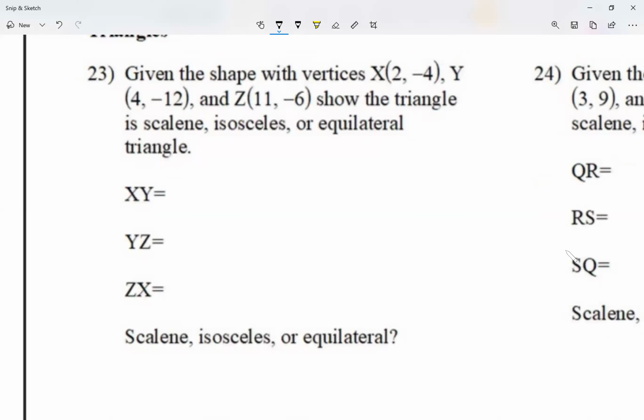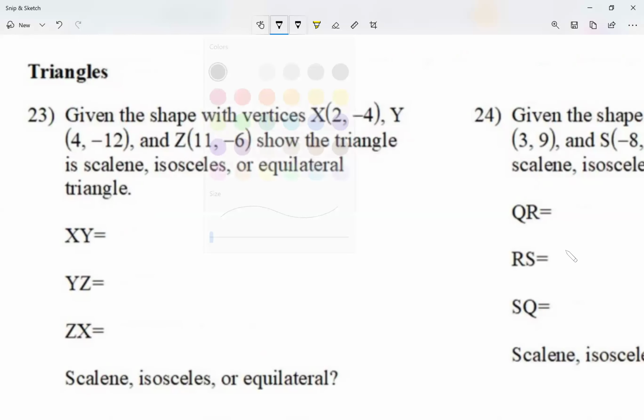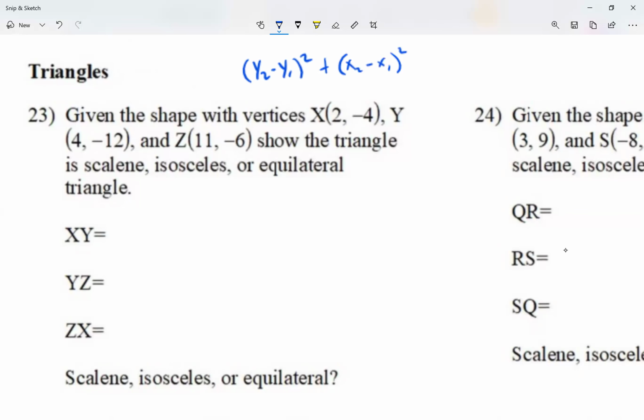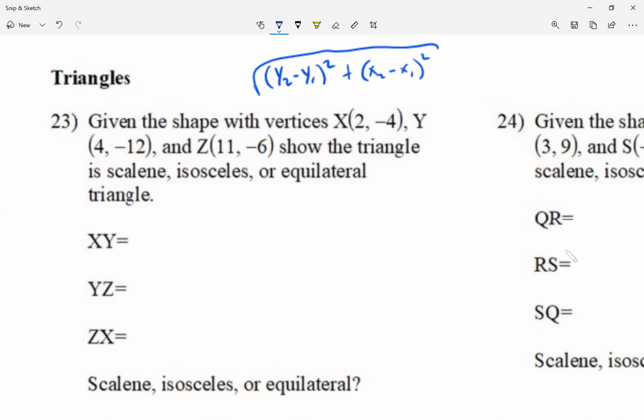As a reminder, what's the distance formula? Let me write it up here. Let me write it in blue so we can see it. The second y minus the first y all squared plus, inside parentheses, the second x minus the first x all squared, inside a square root. Okay. So here for the distance XY, it basically says use the point X and the point Y. We're not using Z at this point for the side XY. So X is going to be my first point and Y is going to be my second point.